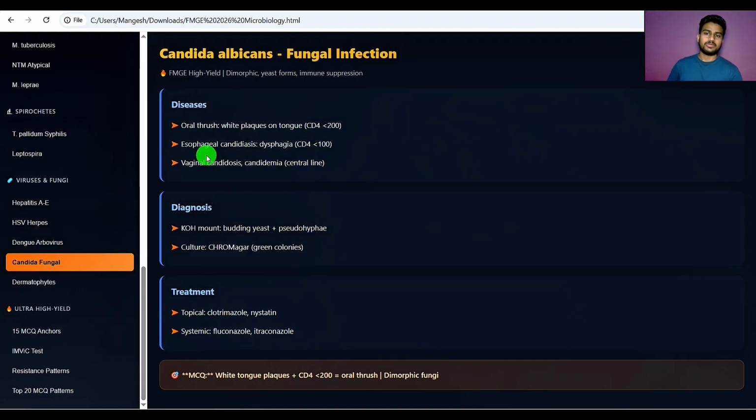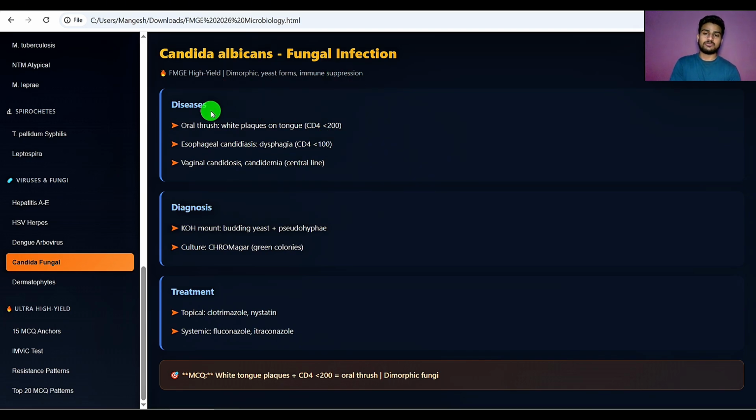Okay, let's move towards esophageal candidiasis. It is mostly related with dysphagia, because the CD4 count is less than 100, and in oral thrush candidiasis the CD4 count is less than 200. We already covered the CD4 counts and related disorders in the HIV AIDS section, but still it is related to the fungal infections.